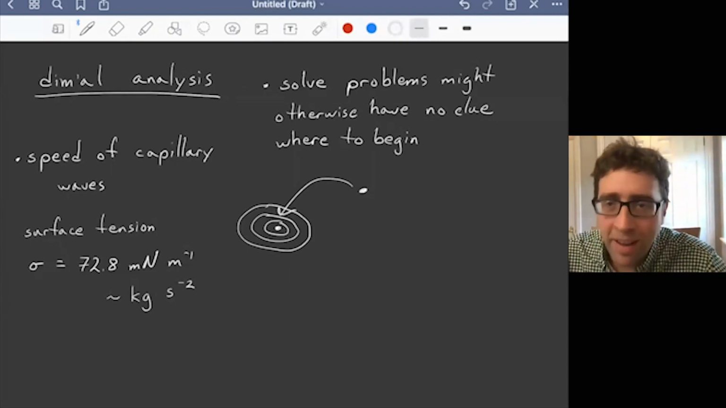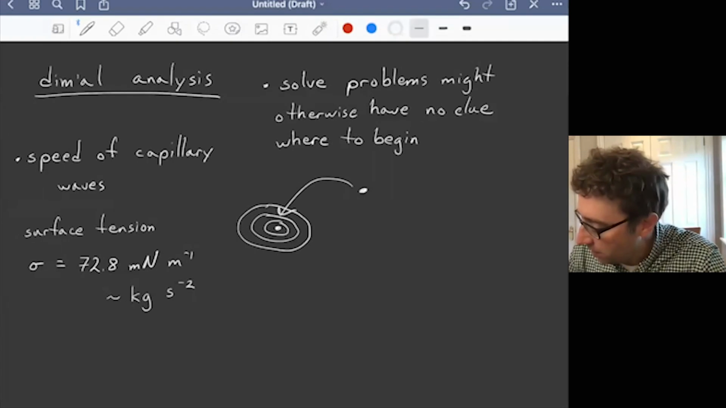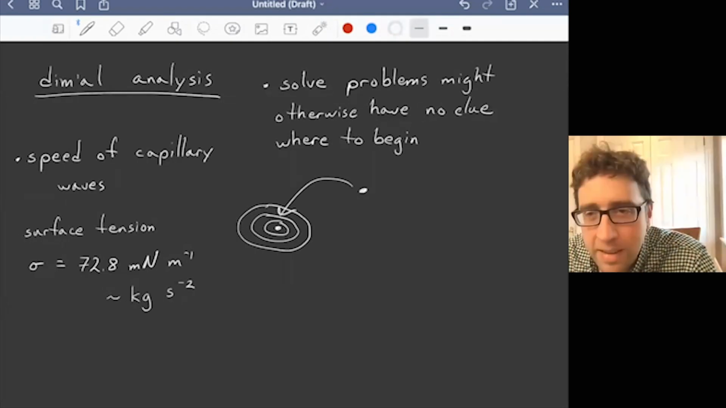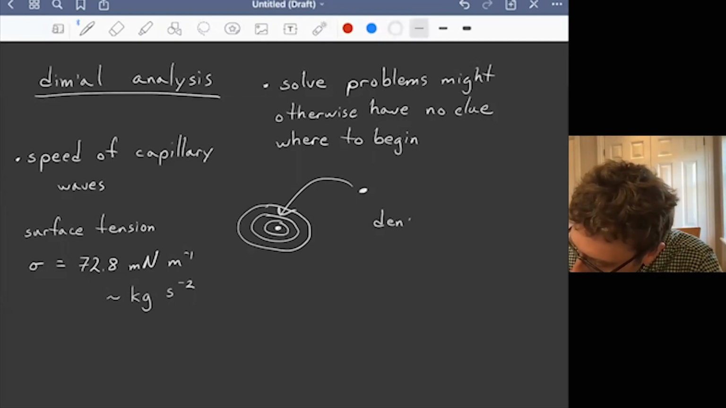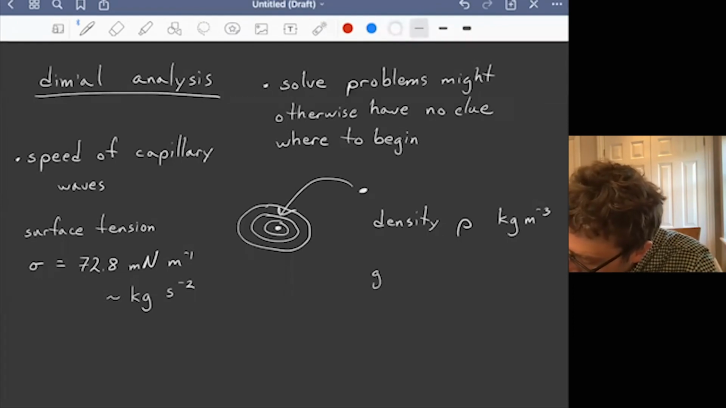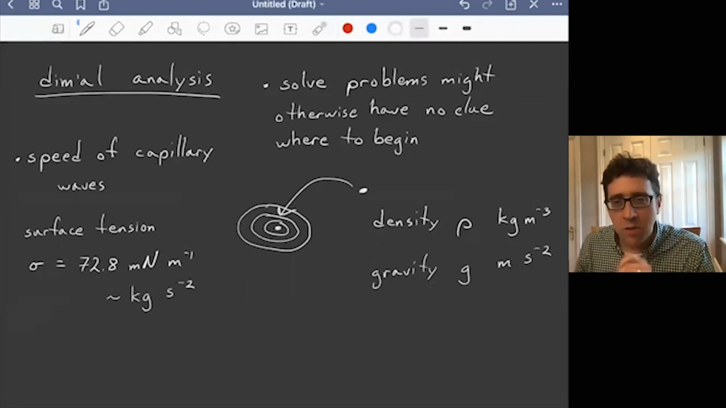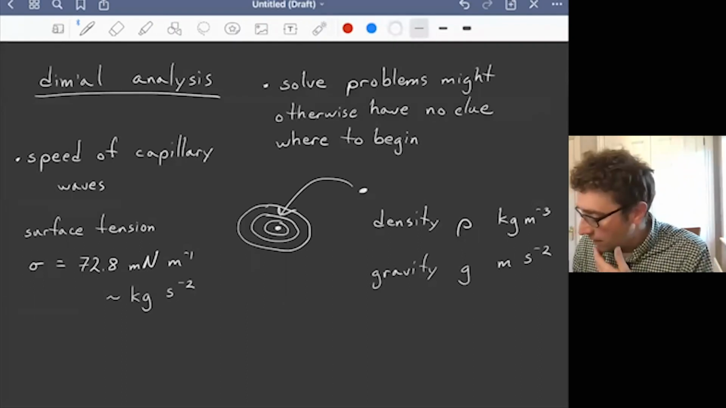So we sit down and we think, and maybe I don't know Navier-Stokes, I don't want to derive it, but it's asking me for a speed, which I know has units of meters per second. Maybe some other things that should go into this are the density of water, rho, which has units of kilograms per meter cubed. And maybe another thing that should go into it is the acceleration due to gravity, g, which I know has units of meters per second squared. So maybe the answer should involve those three quantities. It doesn't seem physically reasonable for it to involve anything else.